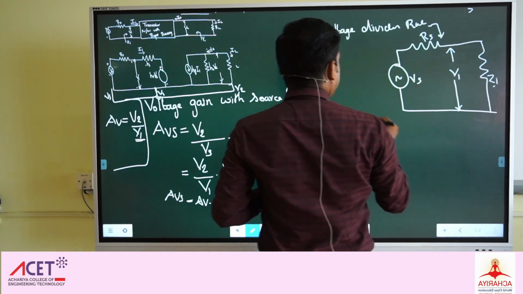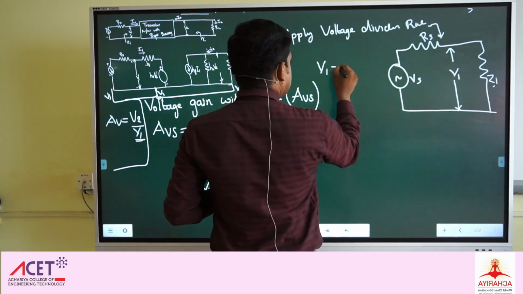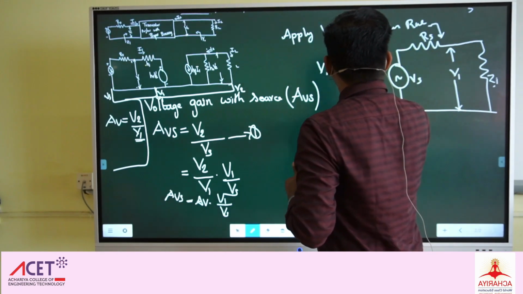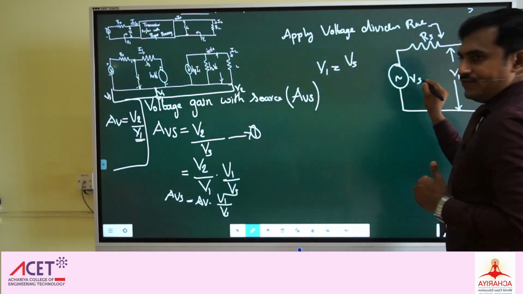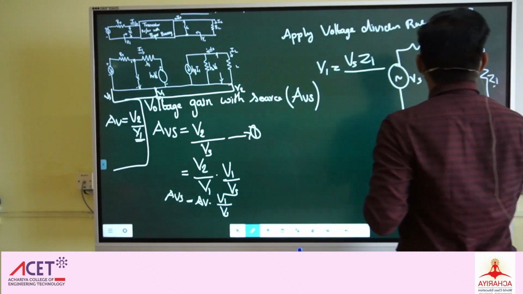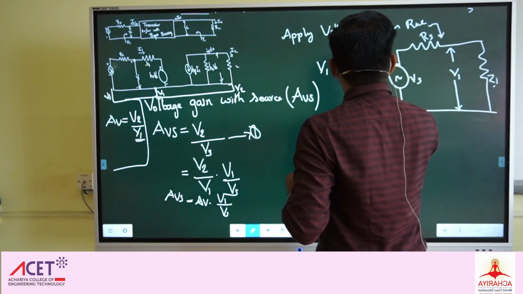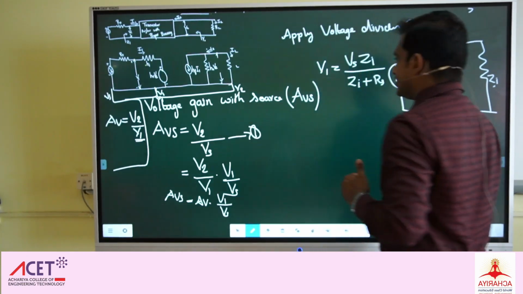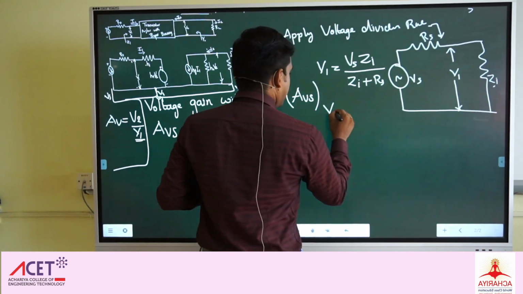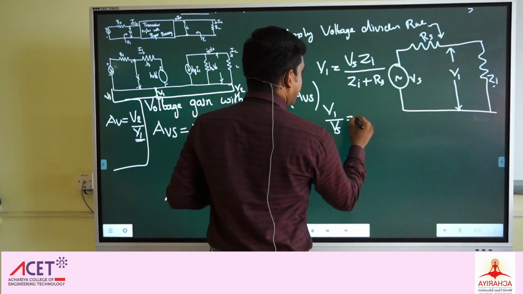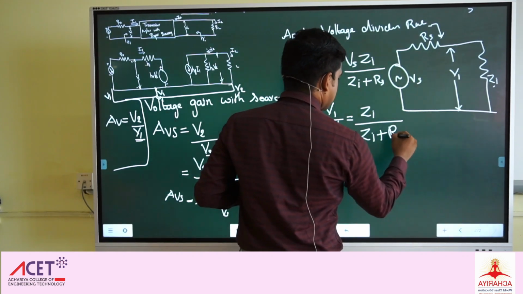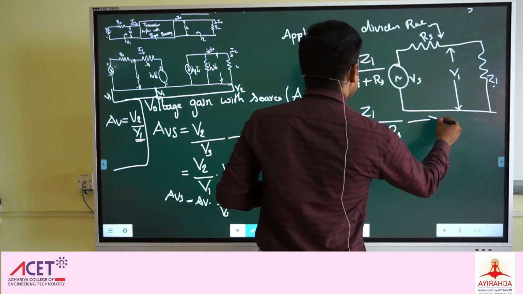In this circuit, we will be getting V1 is equal to, V1 is the voltage across Zi. The total voltage present in the circuit is Vs into the particular resistance divided by the total resistance. That is the voltage divider rule. Zi plus Rs. From this equation, we can find V1 divided by Vs. V1 divided by Vs is equal to Zi divided by Zi plus Rs. Consider this as equation number 2.